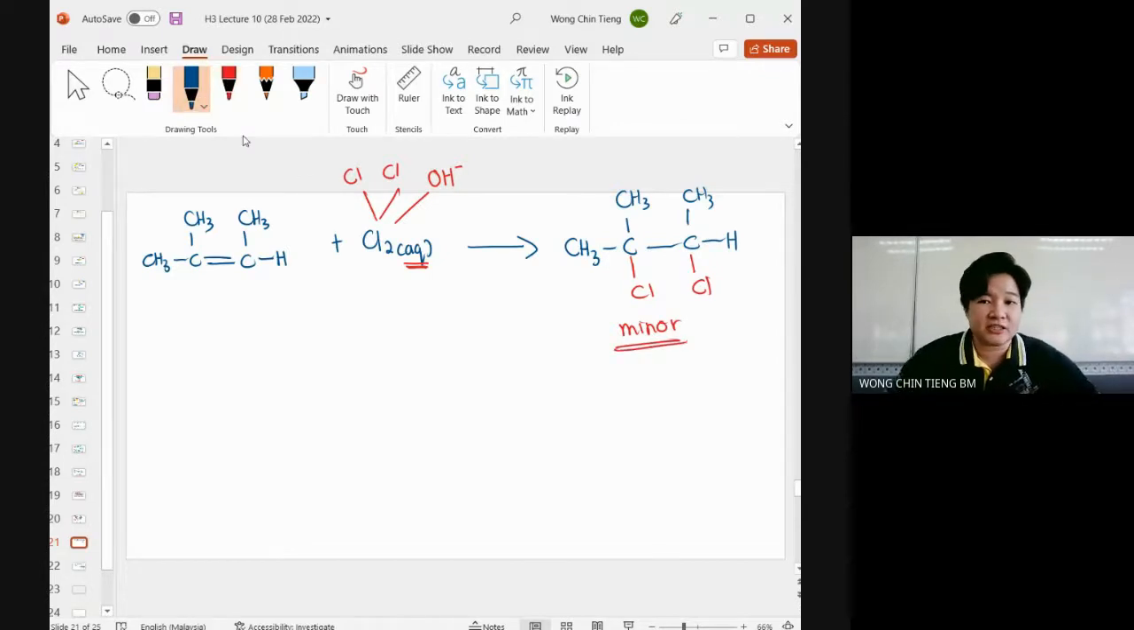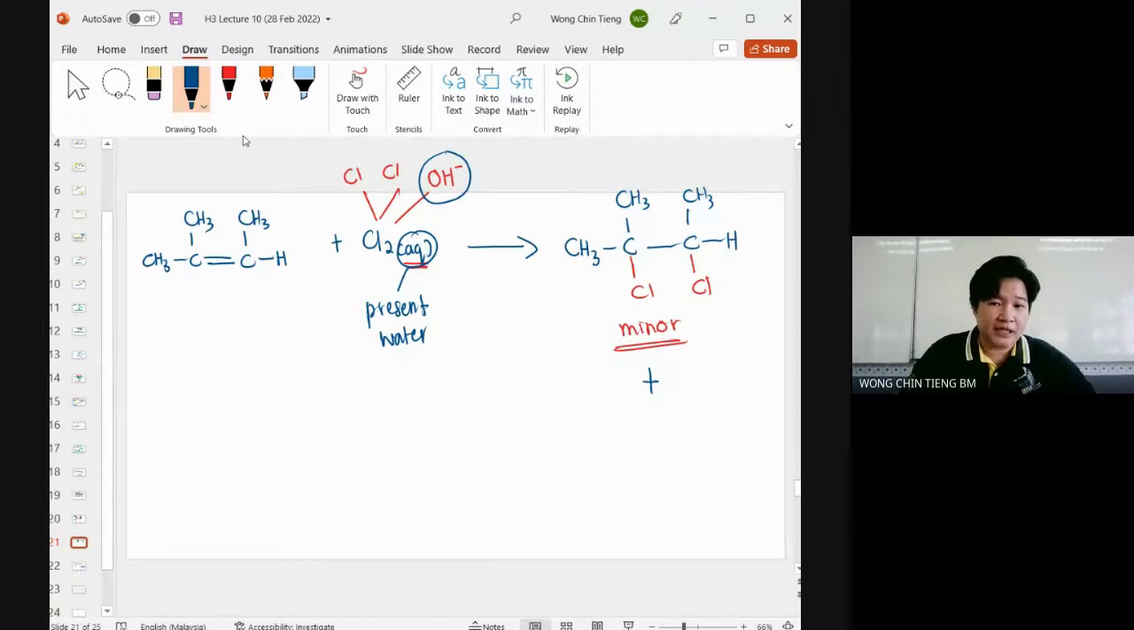Siapa yang major? Kenapa dia minor? Yang major adalah yang ada OH, sebab aqueous ada presence of water. Okay, bila ada presence of water, aqueous, air lagi banyak. So OH akan jadi major. So, bila dalam major product, kamu kena tambah masuk OH dengan Cl.